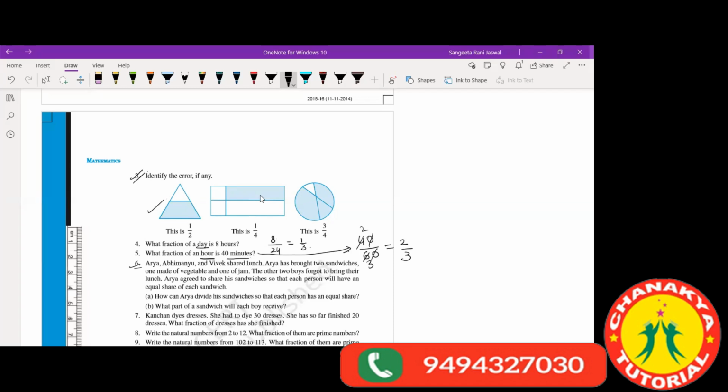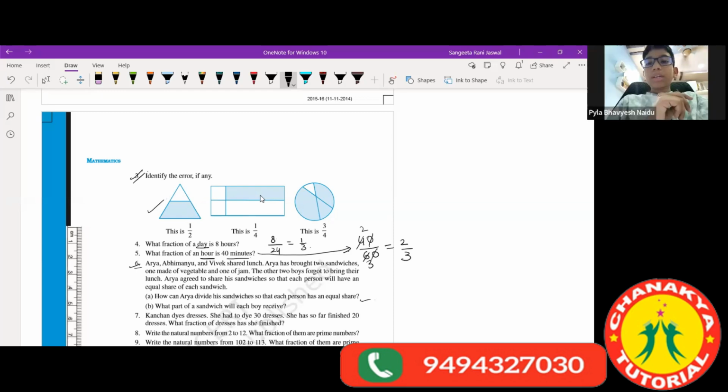Okay, and Arya has got two sandwiches. The other two boys forgot to bring, so he has to divide his sandwiches now. Okay, how can Arya divide his sandwich so that each person has an equal share? Okay, tell me this one first. He could cut both sandwiches in half and give the halves to his friends.